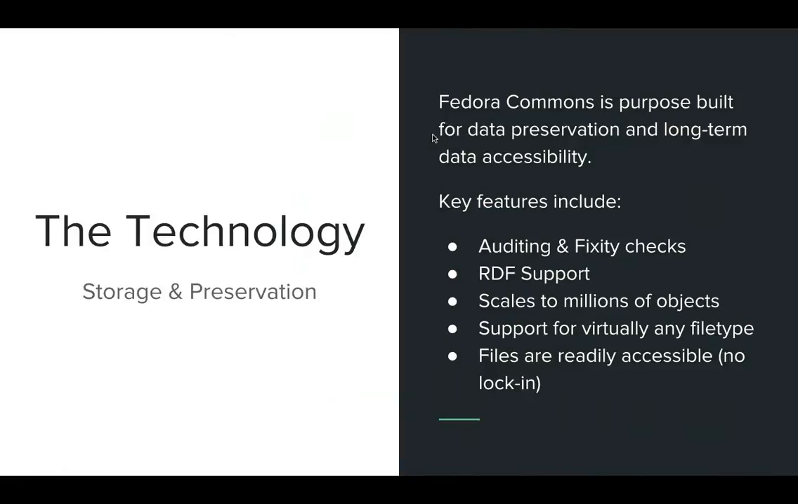So the final core component is Fedora Commons. Now this is the layer that stores and preserves all of our digital content in Islandora. Fedora Commons is purpose-built for data preservation and long-term data accessibility. Some key features include auditing and fixity checks, RDF XML support. We're able to scale Fedora Commons to millions of objects. It has support for virtually any file type. And it's built for interoperability. That means you can export or migrate your data in a format so that it can be stored elsewhere should you choose.